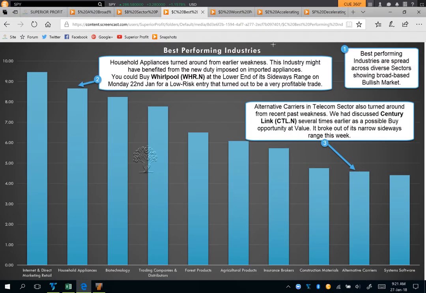We are now looking at the best performing industries. They are spread across diverse sectors, showing a broad-based bullish market. Household appliances turned around from earlier weakness. This industry might have benefited from the new duty imposed on imported appliances. Whirlpool is one stock in this industry. You could buy Whirlpool at the lower end of its sideways range on Monday, 22nd January, for a low risk entry that turned out to be a very profitable trade.